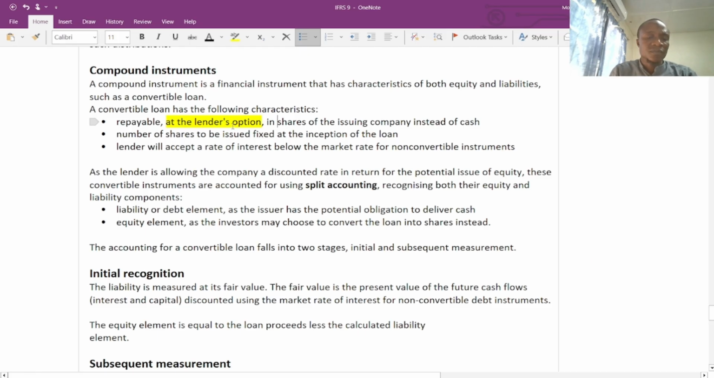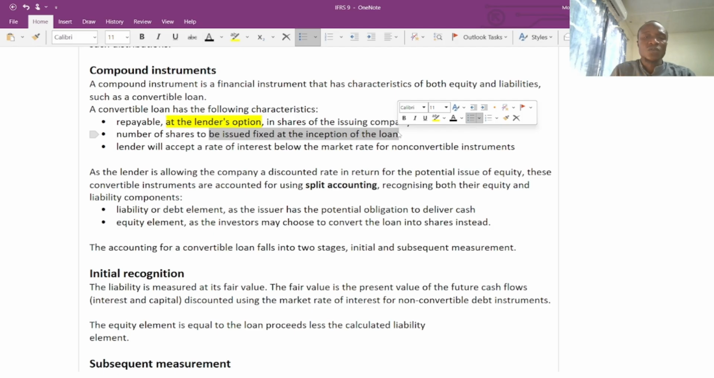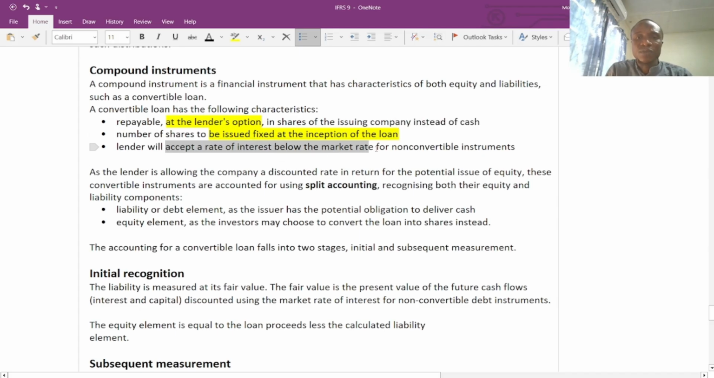First important point. Second point, the number of shares to be issued is fixed at the inception date. So on the contract date, the number of shares that the loan provider will receive in the future needs to be determined before the initiation of the contract. At the inception of the loan, that should be fixed. Very important point. Finally, the lender will accept a rate of interest below the market rate for the non-convertible.